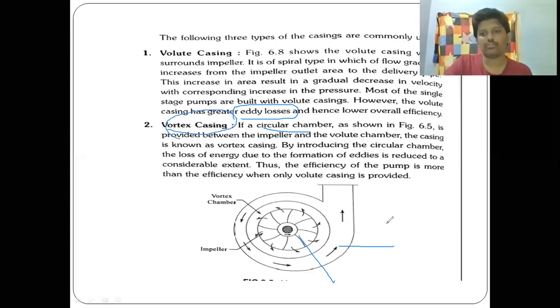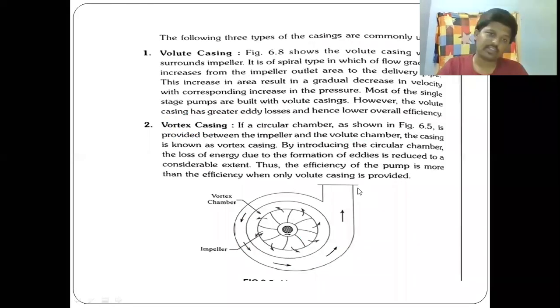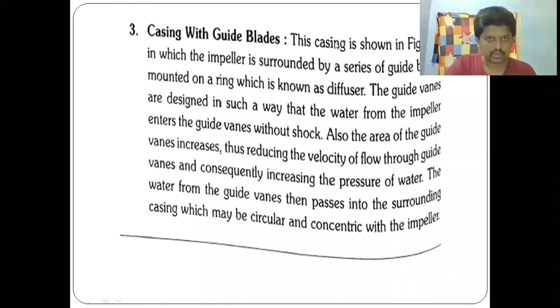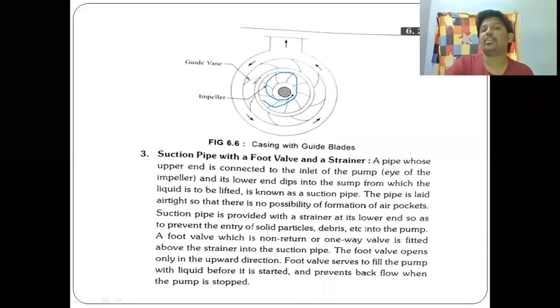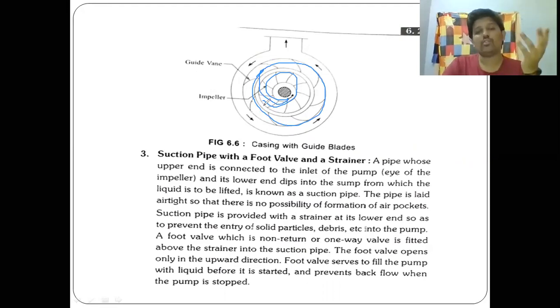This is the second type of casing. The third one is a casing which has guide blades with it. If you see, this is the casing. This is the impeller here, right? We have some blades around it. The process itself is the same: the impeller starts rotating, the water gets sucked in and is lifted to the delivery pipe. But the difference is that around the impeller you have some guide blades.